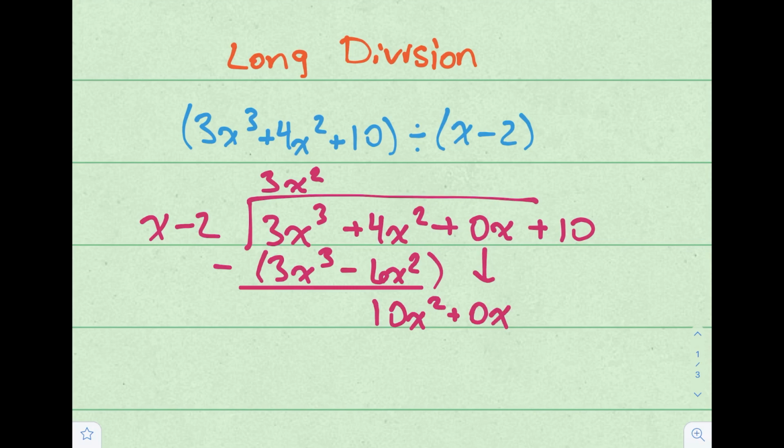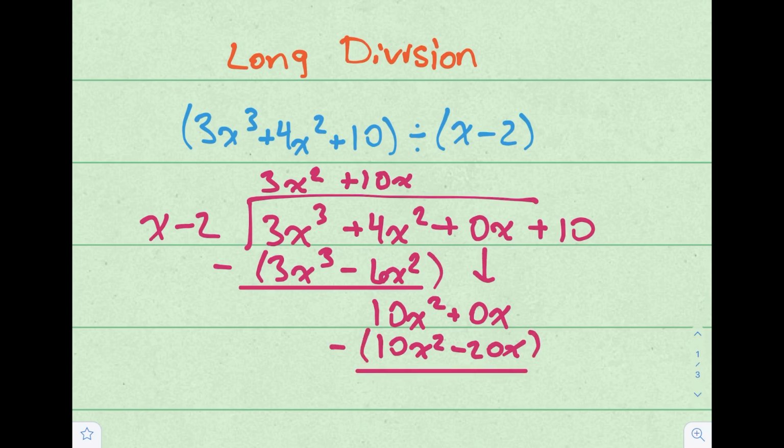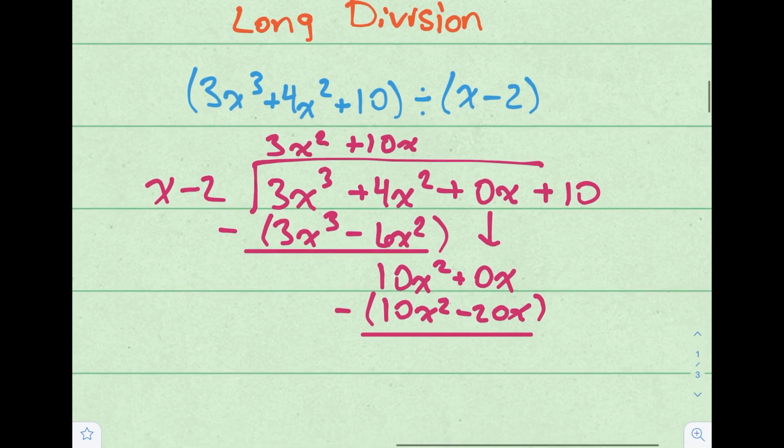Now I need to get my x to match up with a 10x squared. So to get those terms to match, I can multiply x by 10x. So I'll have 10x squared minus 20x. And if I subtract down, 10x squared minus 10x squared is 0. 0 minus negative 20x is 20x. And I'll bring down my 10.